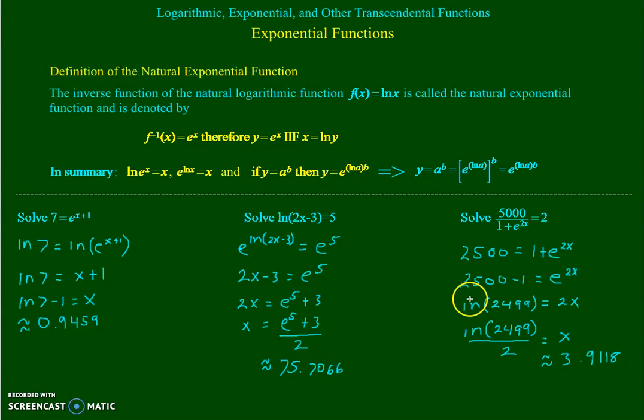I kind of skipped a step here. I just took the natural log of 24.99 here. 2,500 minus 1 is 24.99. And then the natural log of e to the 2x is just 2x. And then I divide both sides by 2, and I get x equals the natural log of 24.99 divided by 2. And that comes out to approximately 3.9118.